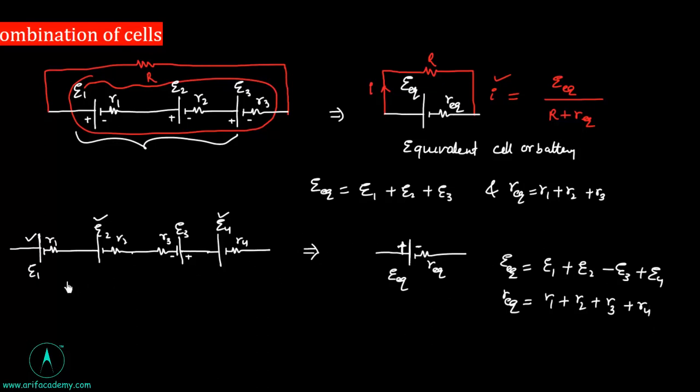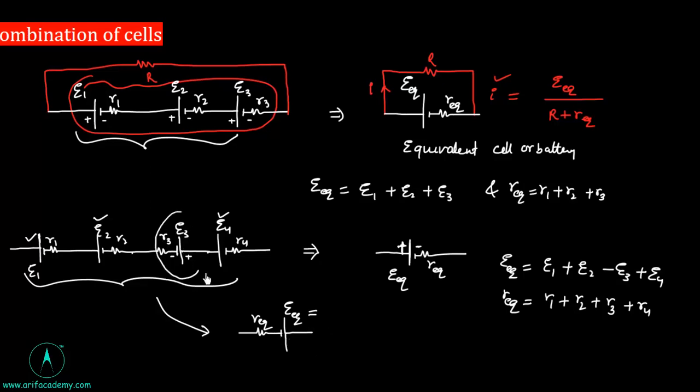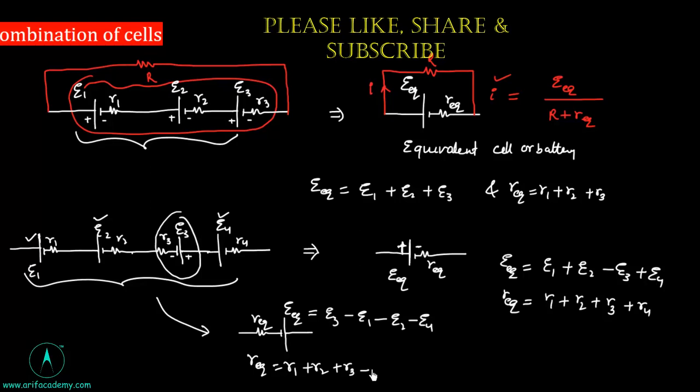But if I replace this group of cells like this, with E equivalent and R equivalent, again for E equivalent we have the negative terminal on the left, so this will be taken positive, so E equivalent is E3 minus E1 minus E2 minus E4, while R equivalent will be R1 plus R2 plus R3 plus R4. There is no positive or negative sign with resistance.